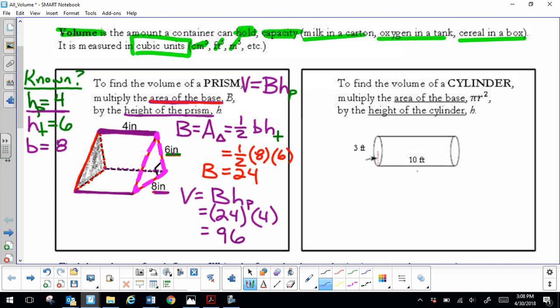And these are in inches, right? So I'm going to use inches cubed. And I have now determined the volume of my prism.